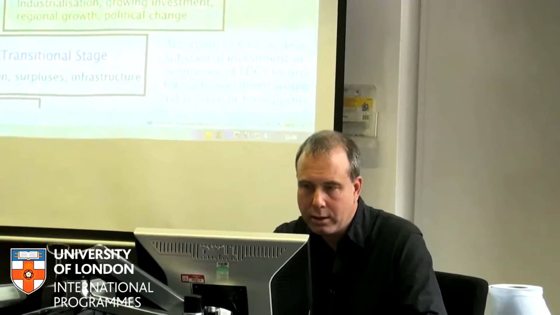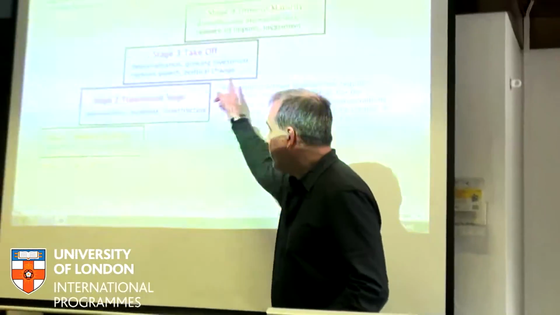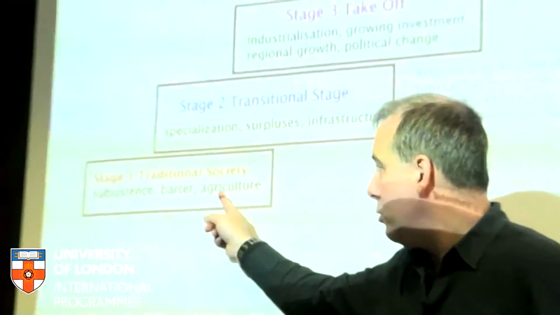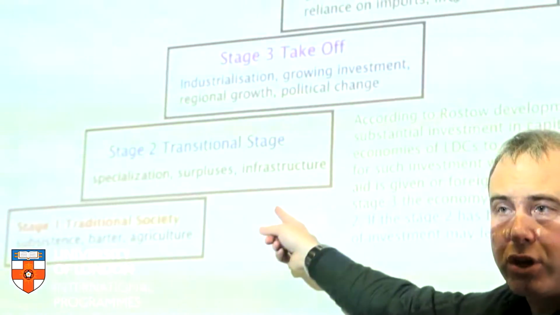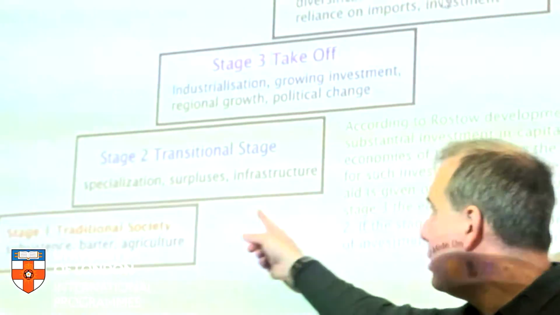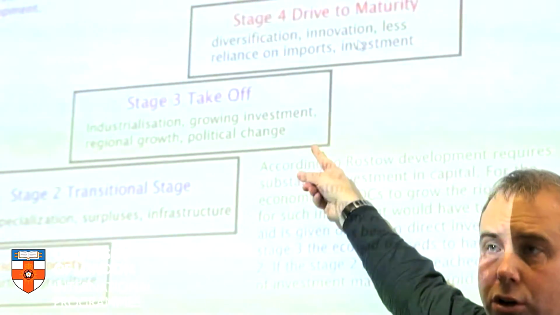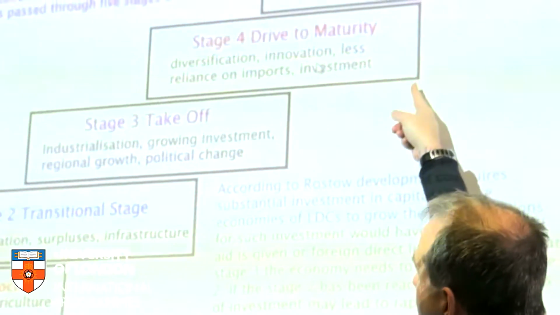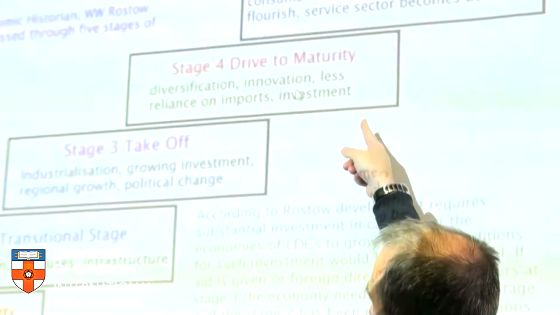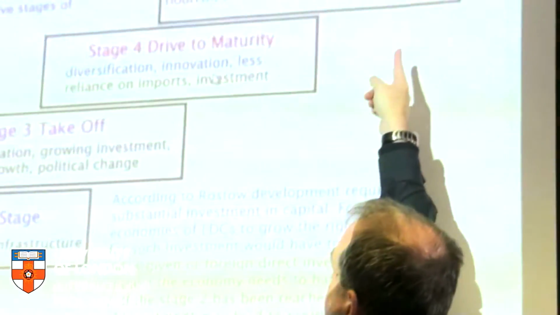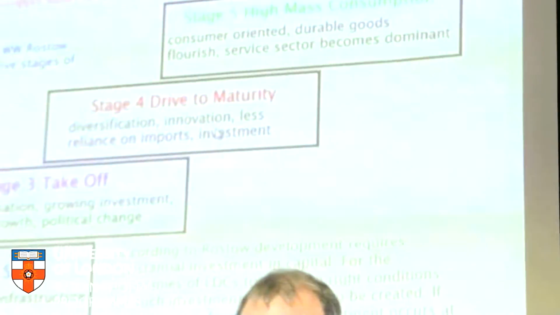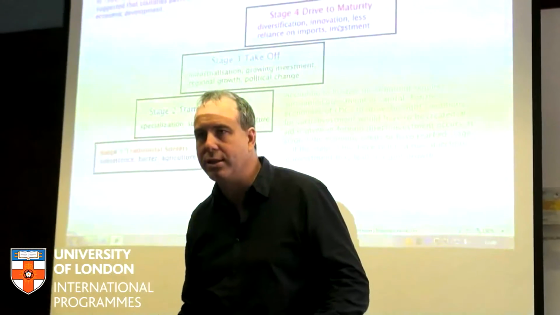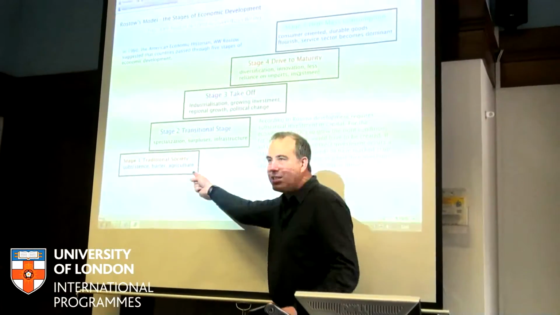So what are those stages? Well, this is what they look like. These are the different things. So the first stage is the traditional society, which is based upon bartering, subsistence. Stage 2 is when you start building infrastructure and specializing in certain industries. 3 means that you start to grow the economy, you start industrializing. 4, drive to maturity, basically means that you diversify your industries. And 5 is high mass consumption, which means that you're living in a consumer society, a bit like the United States in 1960.